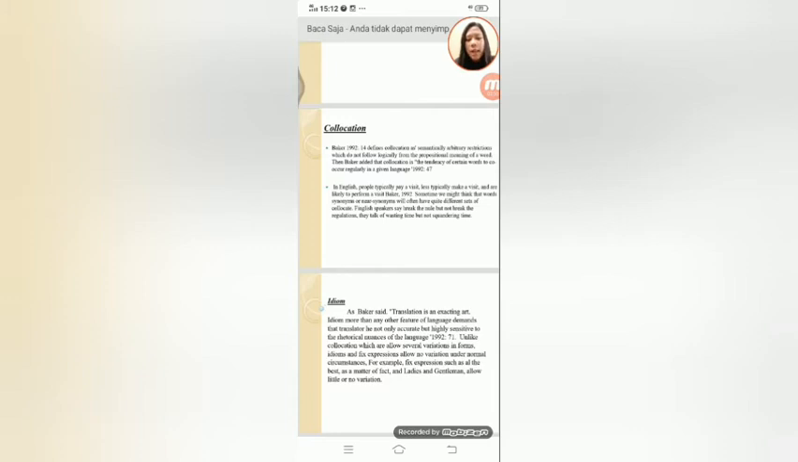Unlike collocation, which allows several variations in form, idioms and fixed expressions allow no variation under normal circumstances. For example, fixed expressions such as all the best, as a matter of fact, and ladies and gentlemen allow little or no variation.